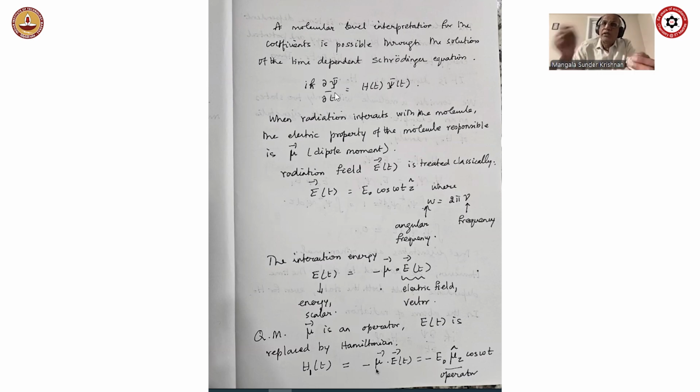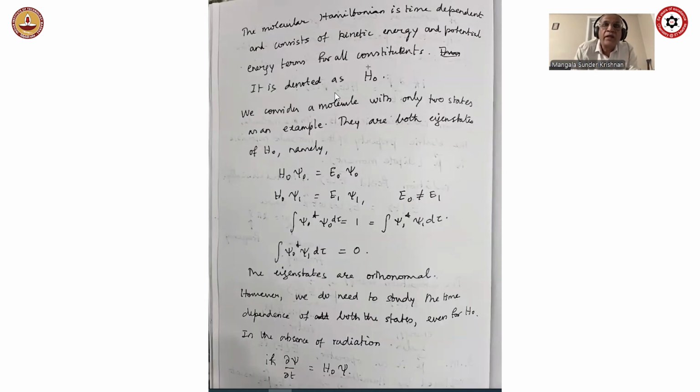But the moment the radiation is on, the molecule is now undergoing time-dependent interactions. And the time-dependent interaction is called H of t. The molecular Hamiltonian has its own kinetic energy and potential energy. That's called H naught. And H naught can be solved using the time-independent Schrodinger equation.